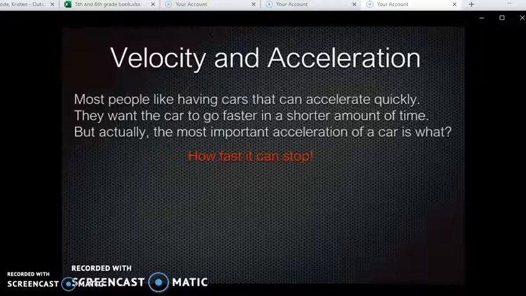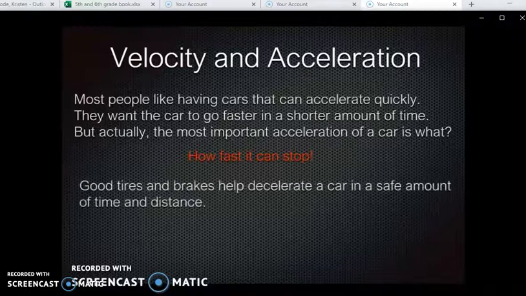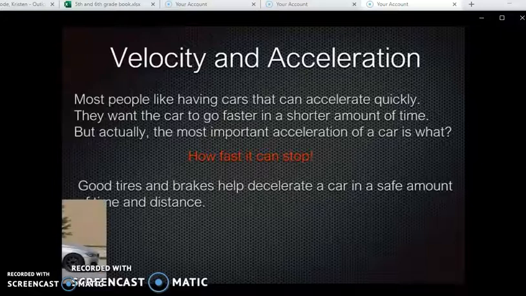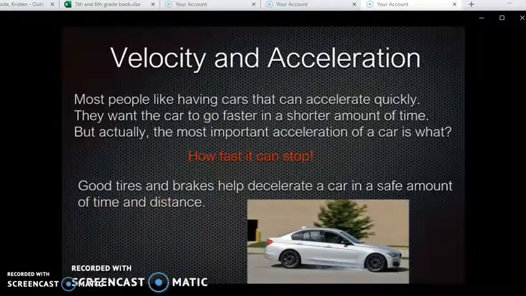We want to make sure that our cars can stop, so negative acceleration or braking is actually the best part of a car. Good tires and brakes help us decelerate, or negative acceleration, in a safe amount of time and distance, right? We want to make sure that as we're braking, we're all good.